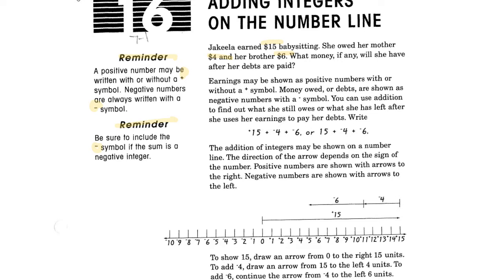So we write, she's got positive $15 because she made it. She owes her mother $4 and her brother $6. So those are negative numbers, or it's 15 plus -4 plus -6. The addition of integers may be shown on a number line. The direction of the arrows depends on the sign of the number. Positive numbers are shown with arrows to the right. Negative numbers are shown with arrows to the left.